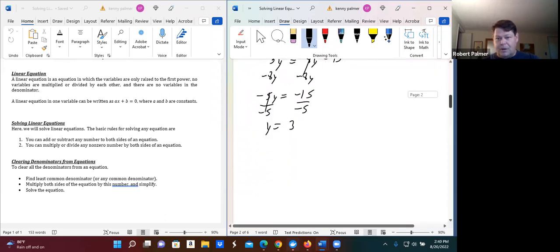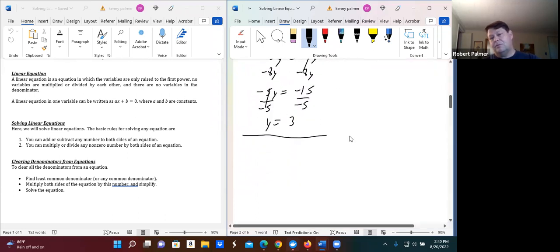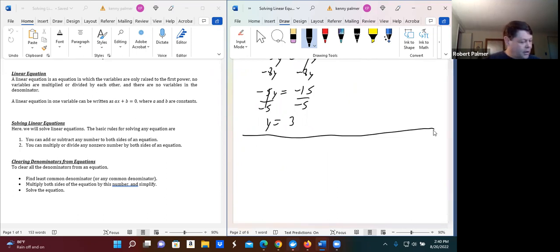Okay, number 3. Now, number 3 is going to look a little bit different, and we'll see we need to do a couple things first. So let's take a look at this one. Number 3, we have on the left side negative 3 times, in parentheses, 4 minus x, is equal to 5 minus x minus 1.